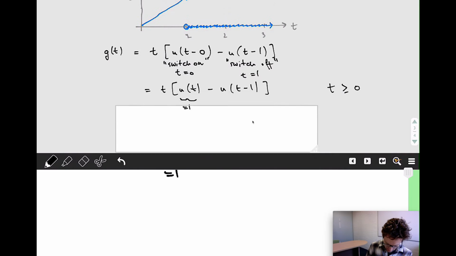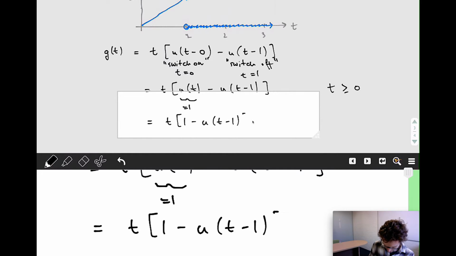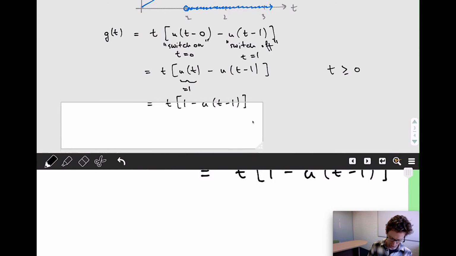So let's now use that to write out this full expression: 1 minus u(t minus 1) times t. So that's my function g(t) expressed using the Heaviside function. And we use this idea of switching on the function at t equals 0 and switching it off again at t equals 1 to write that in this form. Now we're going to take the Laplace transform of that.